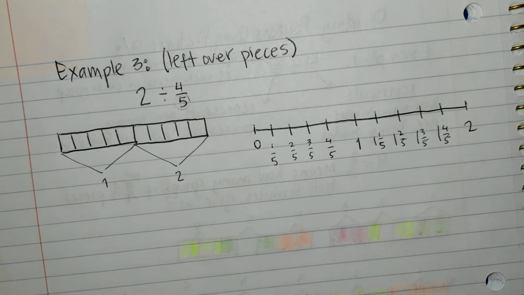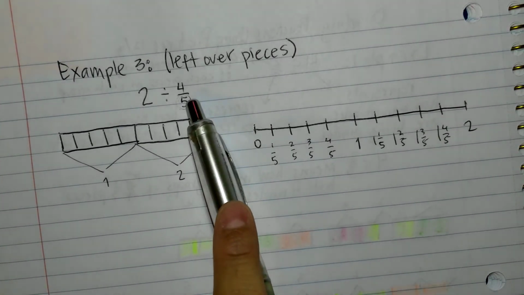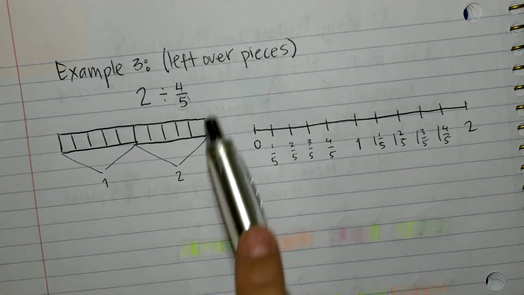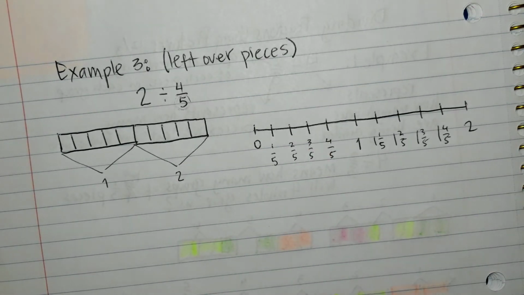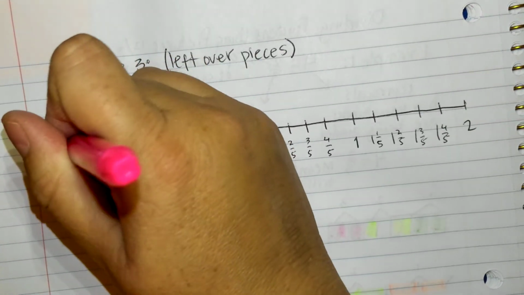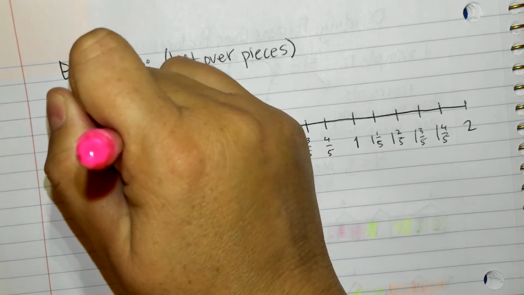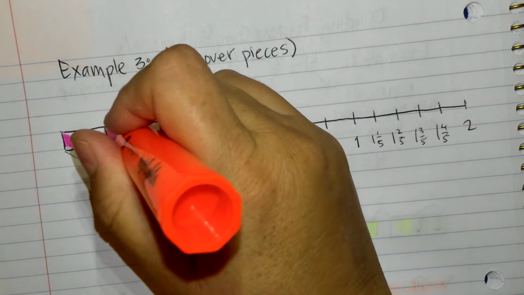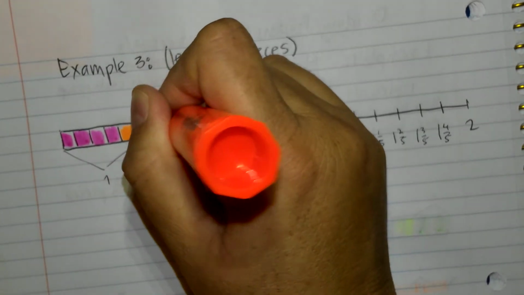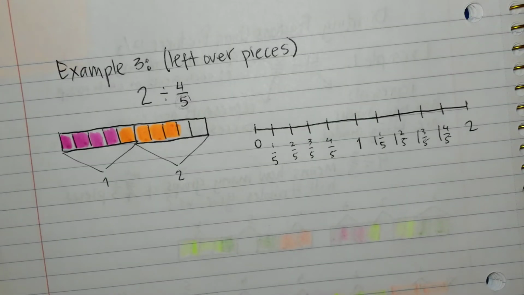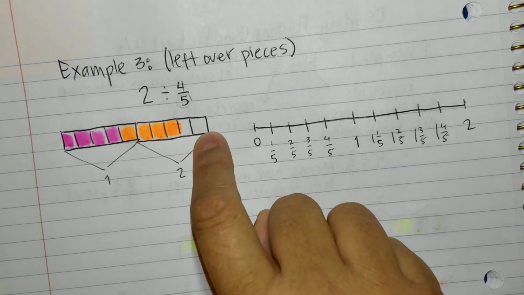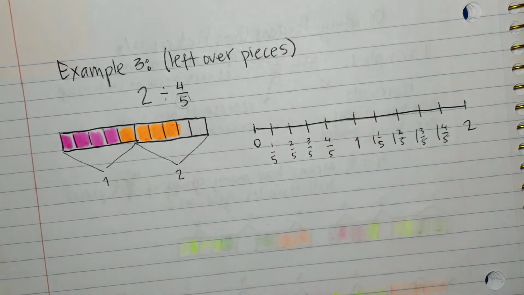Okay, so again, now that I have my 2 holes and they're divided into pieces of 5, each piece is worth 1/5, I'm going to make groups of 4. So I'm going to color in groups of 4. And uh-oh, you can see here I have 2 left over. So I'm going to come back and talk about that in just a minute. I'm just going to leave them empty for now.